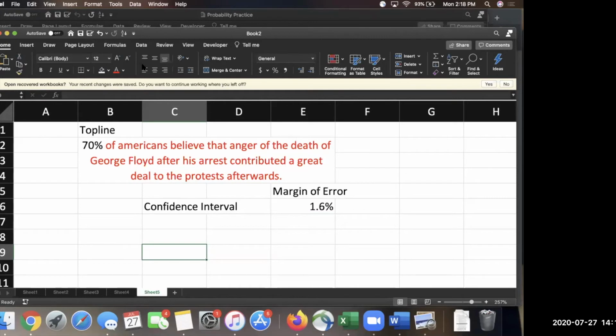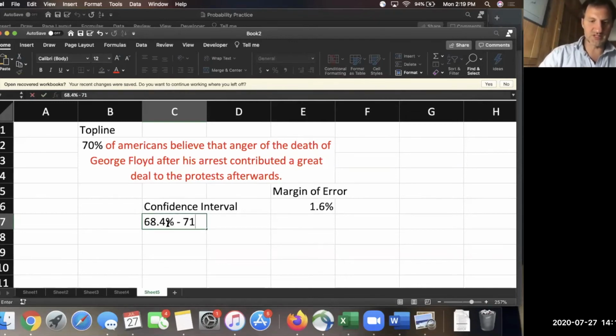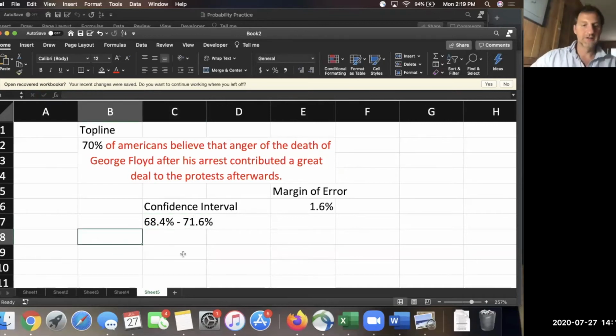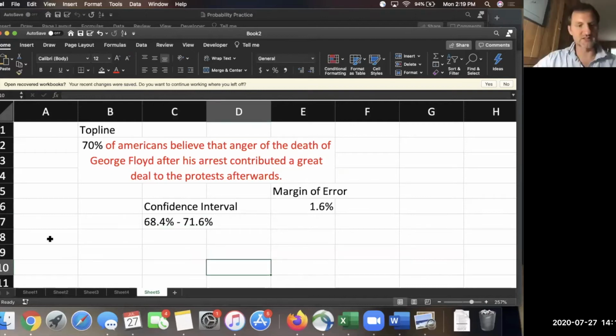Okay, and I got 68.4 and 71.6. Nice, Leah. 68.4% to 71.6%. So that's really the first thing to do. That's the only math that you have to do here. And okay, 3 parts, boom, boom, boom, to make this sentence.